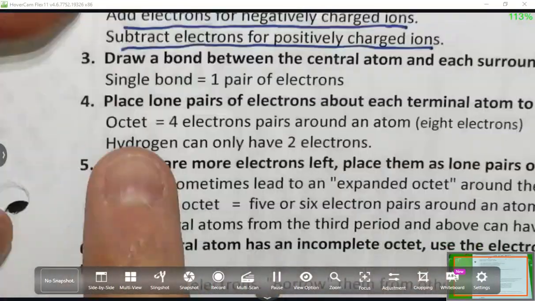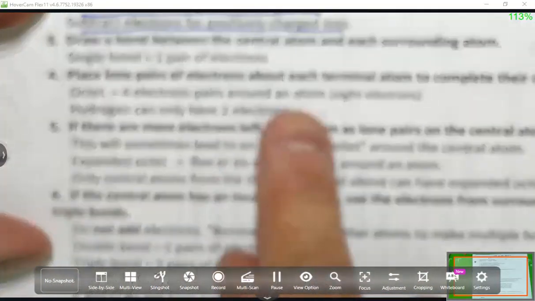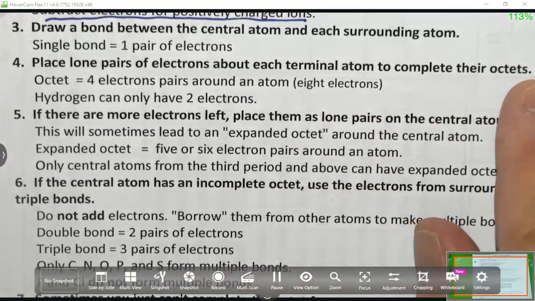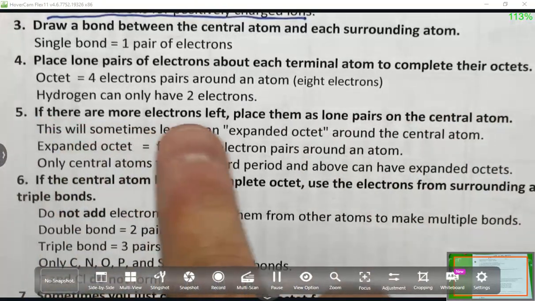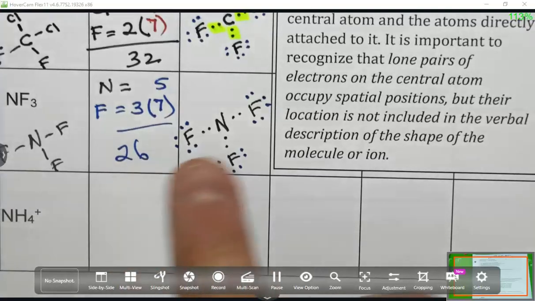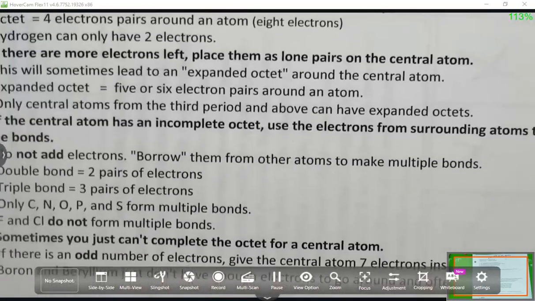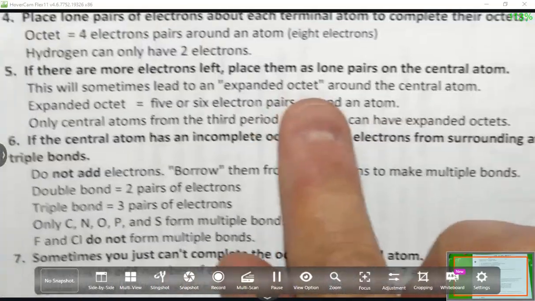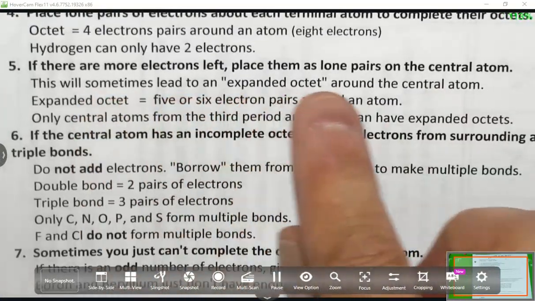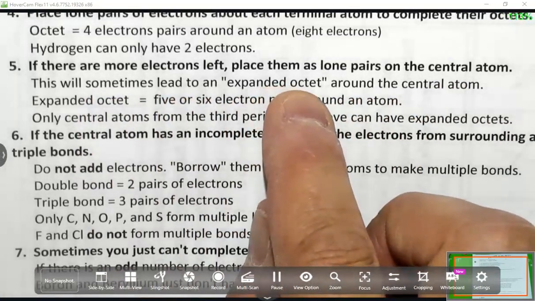So far, we went through step 4. Place lone pairs of electrons about each terminal atom to complete their octets. I did that. Step 5, if there are more electrons left, there is, we need 2 more electrons. Again, this is 24 electrons, we need 26. If there are more electrons left, place them as lone pairs on the central atom. This will sometimes lead to an expanded octet around the central atom. What is an expanded octet? More than 8 electrons.